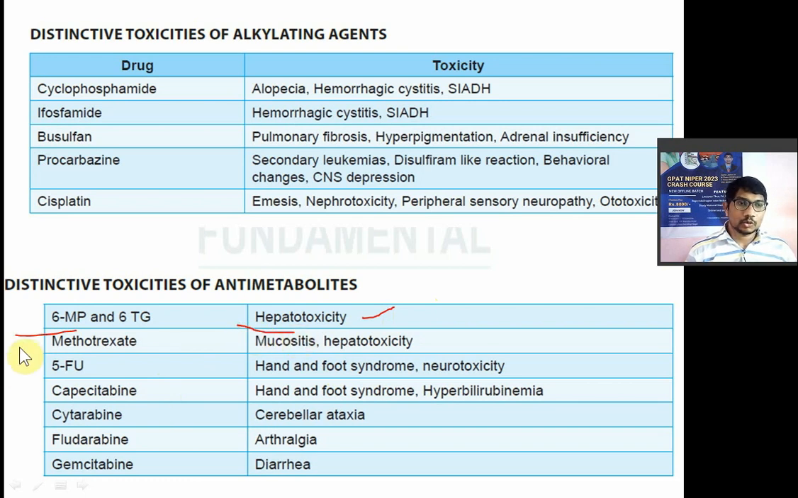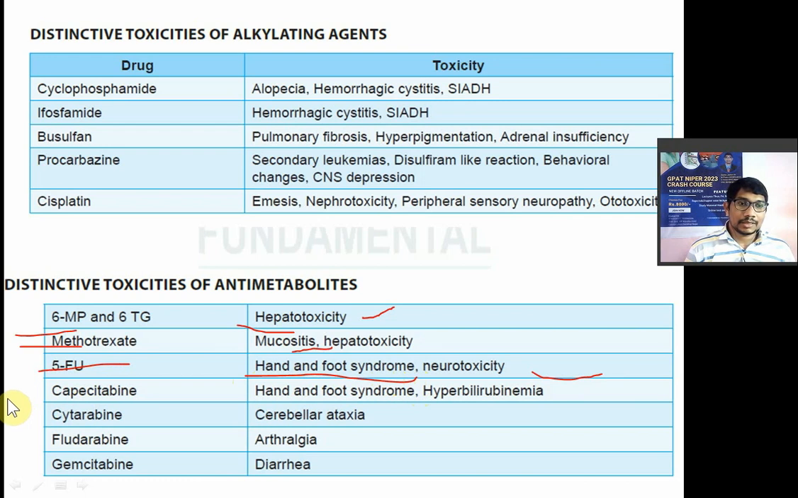Now methotrexate causes mucositis and hepatotoxicity. 5-fluorouracil can cause hand and foot syndrome. What happens in it? In that, in your hands and feet there is inflammation, there is edema, there is a tingling sensation in the hands and feet. That is 5-fluorouracil. It can also cause neurotoxicity.